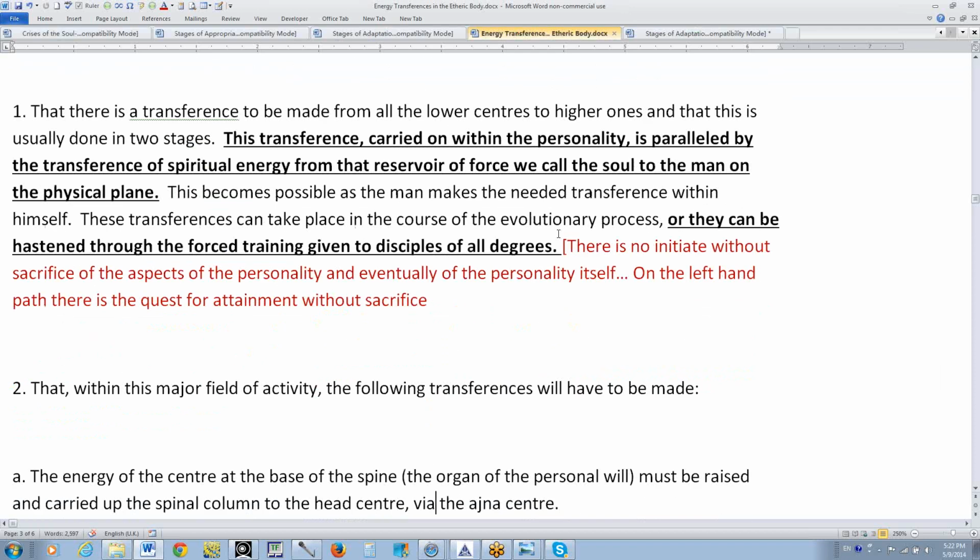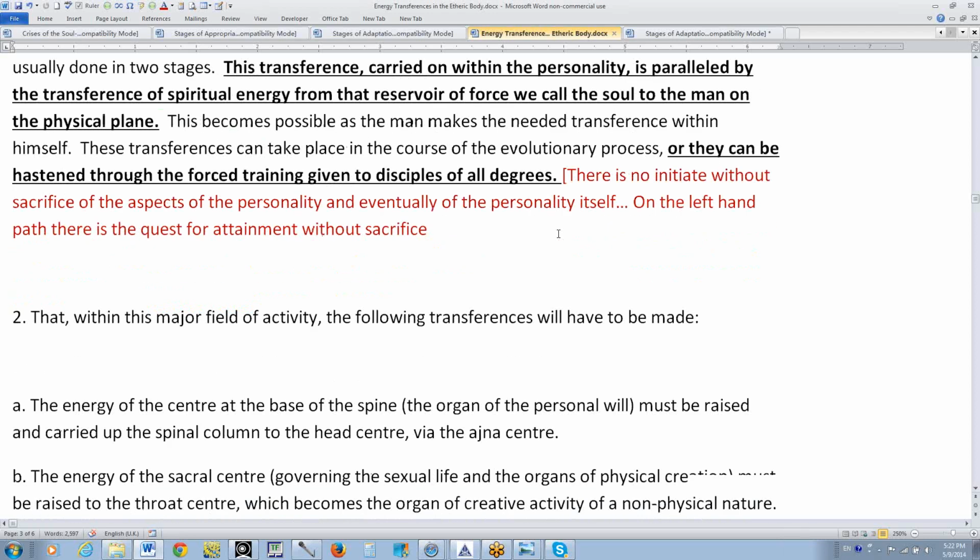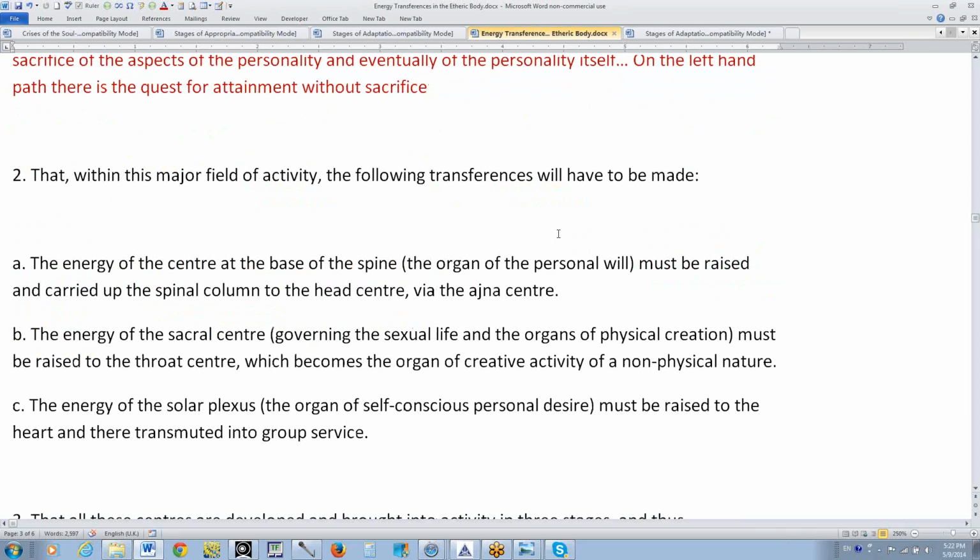All right. So that within this major field of activity, the following transferences will have to be made. So there's a transference within the personality. What are the specifics of that transference within the personality? A, the energy of the center at the base of the spine, interestingly, the organ of the personal will, and so we see how that might apply in the early first petal days when man is such a brute, so to speak, must be raised and carried up the spinal column to the head center via the ajna center. And notice that it is via the ajna center.